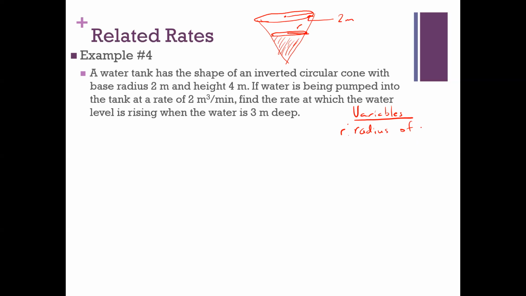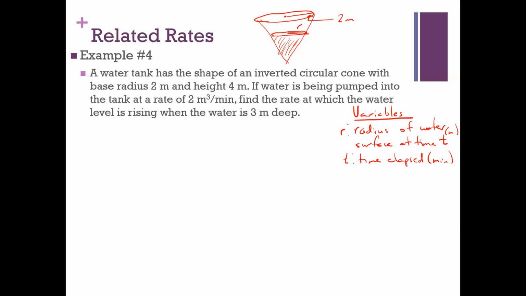So I'm going to say R is the radius of the water surface at time t, and that is being measured in meters. We also just implied time there, so time elapsed. In what unit is time measured this time? Minutes. All right, so we've got 2 variables.